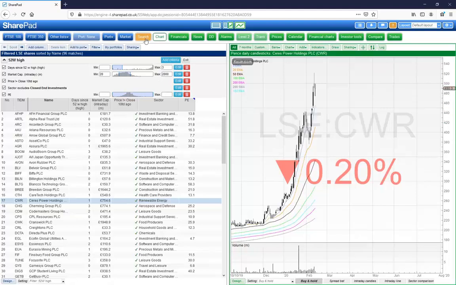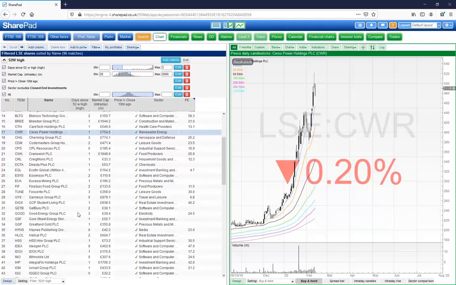So let's look at Micro Focus. Any questions on this filter before we change? Does everyone understand the idea of finding uptrend in stocks?